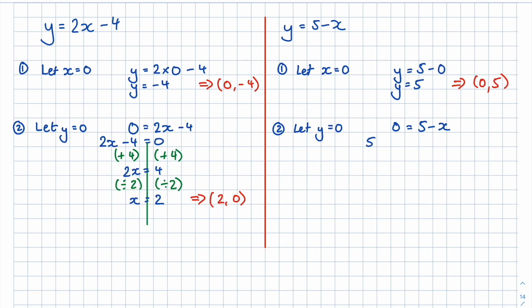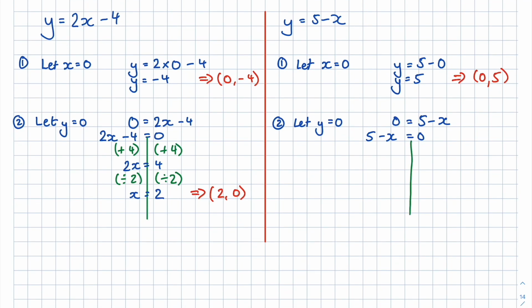Again, I'm going to swap these two sides over and then draw my line down the page. Next thing I'm going to do is take away 5 from both sides. This gives me minus x is equal to minus 5. The second step is to divide by minus 1 on both sides, which gives me x is equal to 5. This gives me a coordinate of 5, 0.